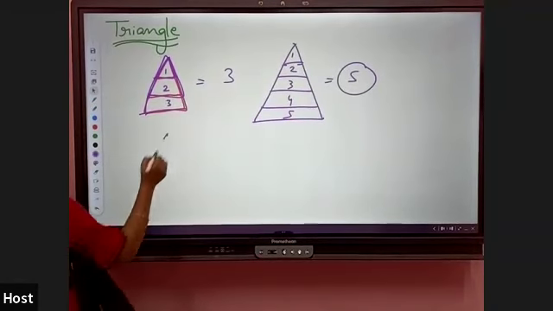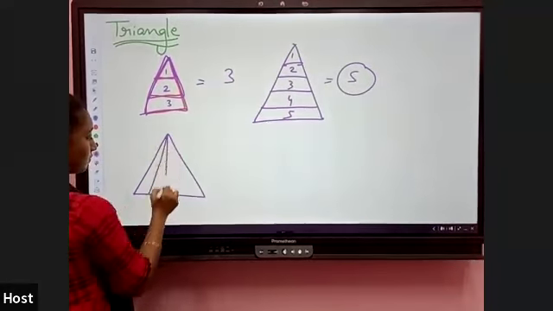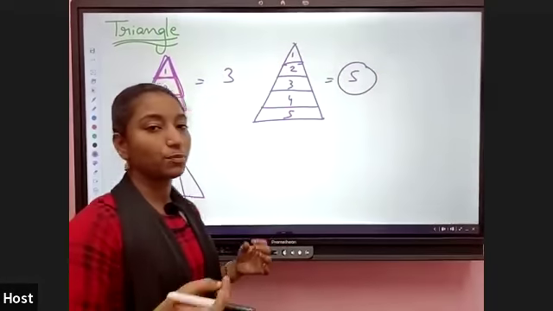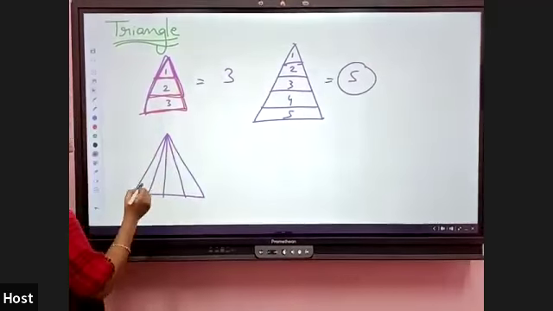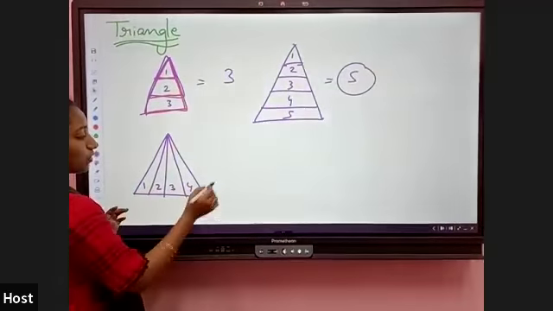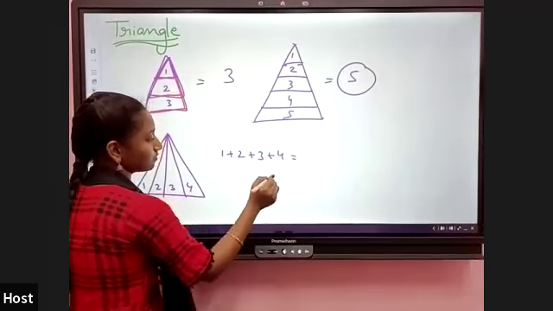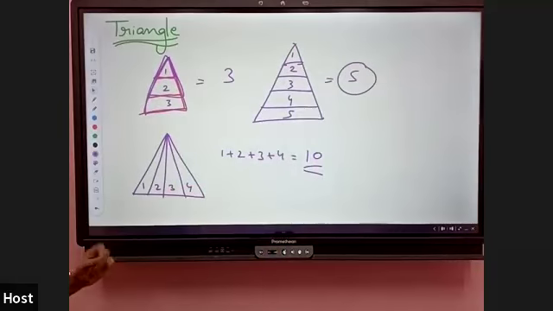Next, suppose they give like this. So here, we will use the same process we used in the rectangle. That means 1, 2, 3, 4. So 1 plus 2 plus 3 plus 4. How much? 10. So there are 10 triangles in the given figure.